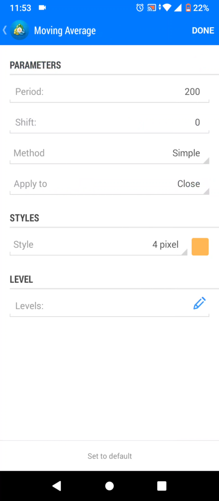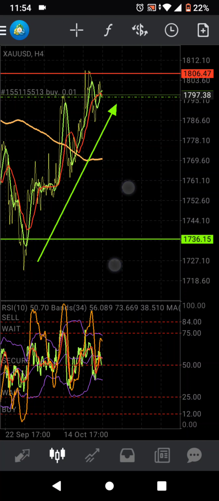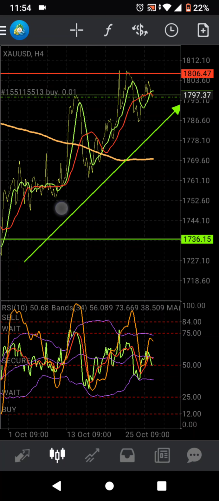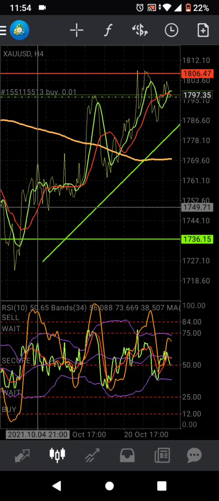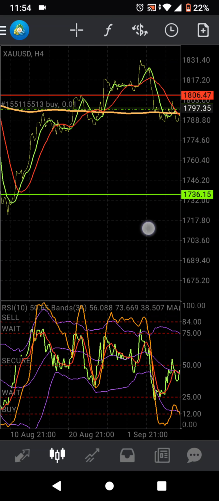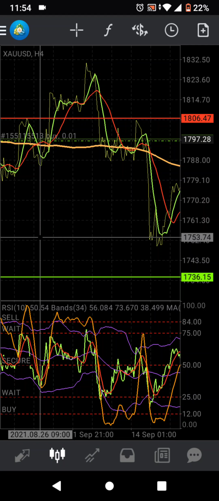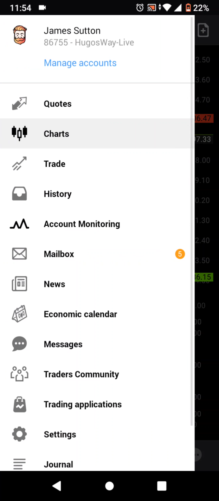After you do that, you want to make sure the next one you get is a 200 simple moving average. What this does is help you filter out trend. Anything above this line is an uptrend, anything below this line is a downtrend. You can see uptrend, downtrend, uptrend, downtrend, uptrend, downtrend. So that's tip 3.